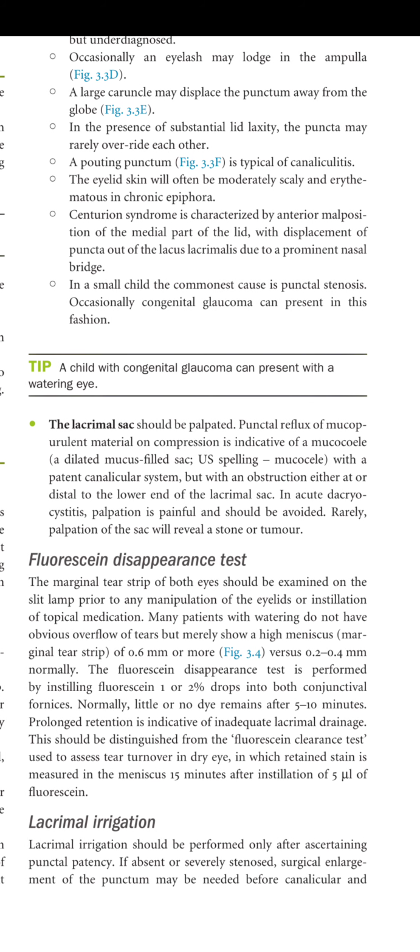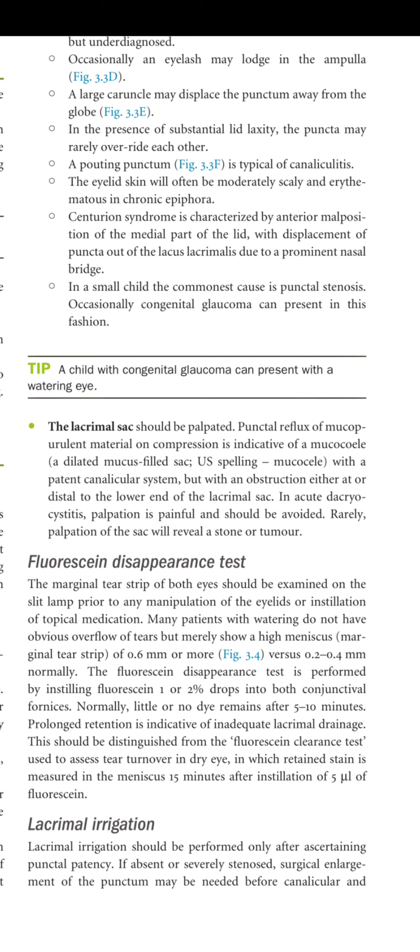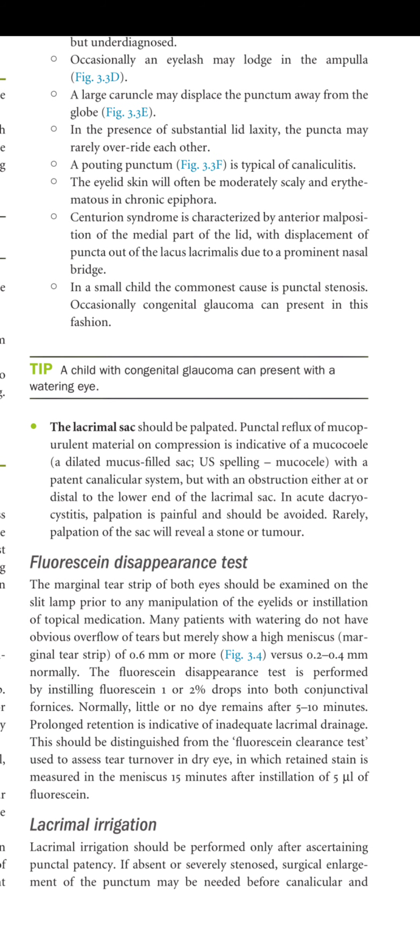The lacrimal sac should be palpated. Punctal reflux of mucopurulent material on compression is indicative of a mucocele, a dilated mucus-filled sac. Here it is a mucocele with a patent canalicular system, but with an obstruction either at or distal to the lower end of the lacrimal sac. In acute dacryocystitis, palpation is painful and should be avoided. Rarely, palpation of the sac will reveal a stone or tumor.